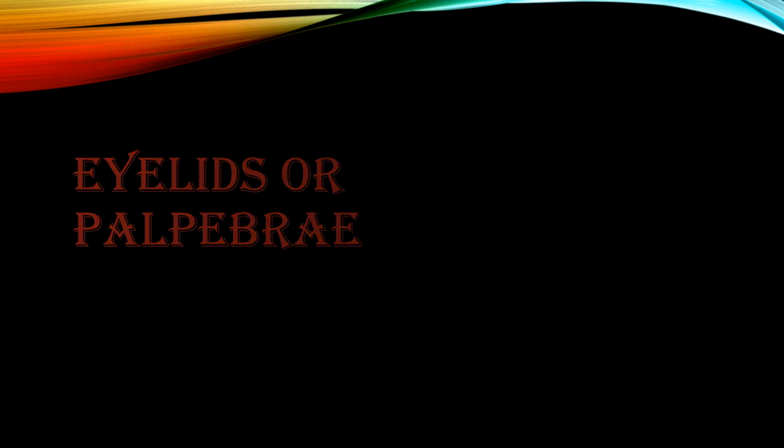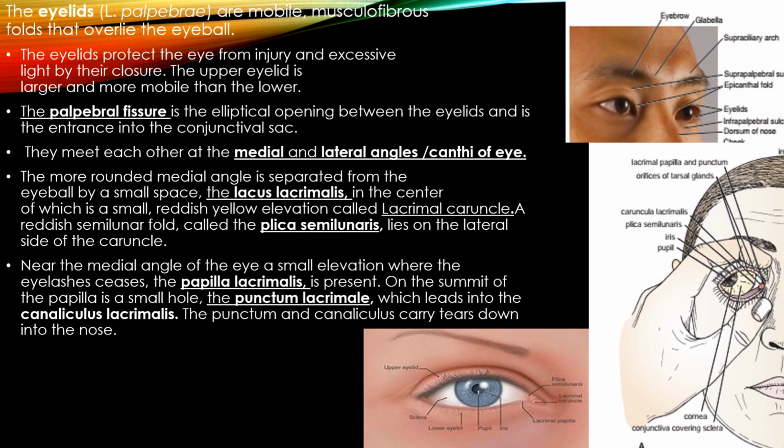Eyelids are mobile musculofibrous folds that overlay the eyeballs. The skin fold over the superior eyelid is called the suprapalpebral sulcus, and the skin fold on the lower eyelid forms the infrapalpebral sulcus. The eyelids protect the eye from injury and excessive light by their closure. The upper eyelid is larger and more mobile than the lower one.